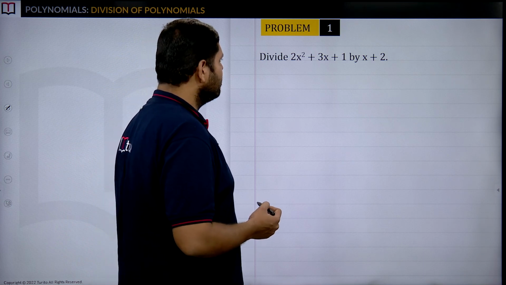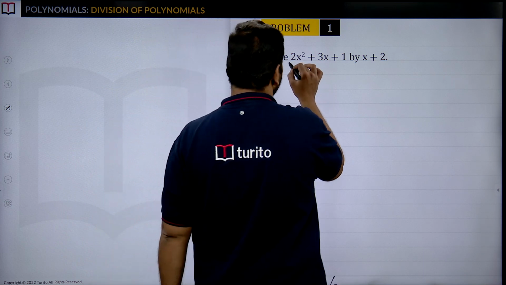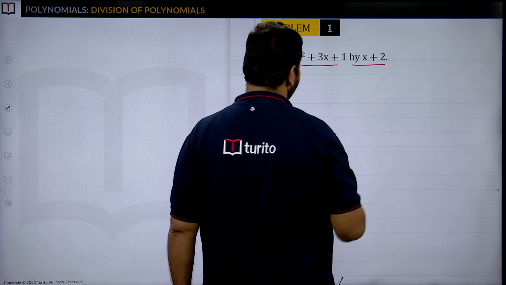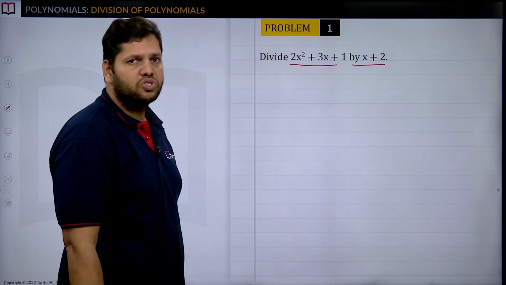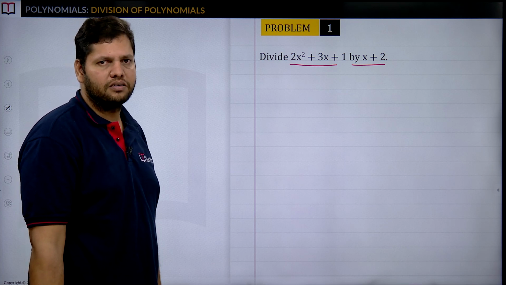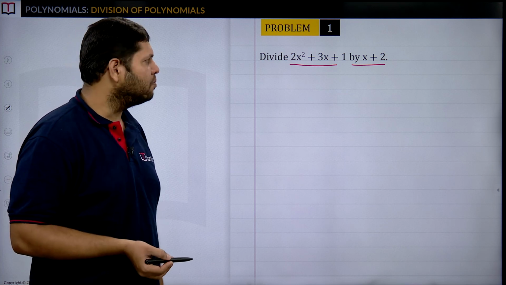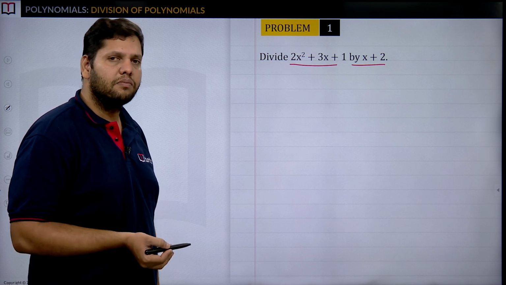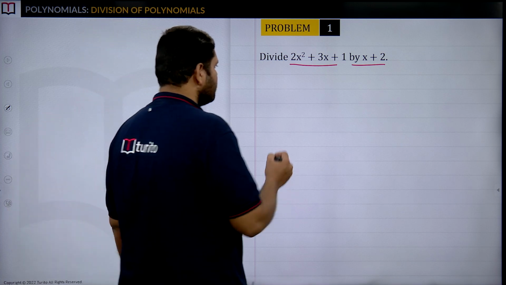Now the first question, children: we want to divide 2x square plus 3x plus 1 by x plus 2. The given polynomial is a second degree polynomial, isn't it? And we are dividing this second degree polynomial by a linear polynomial.